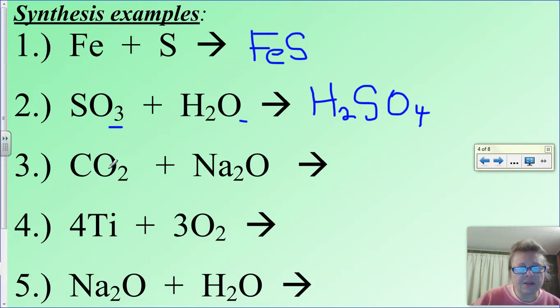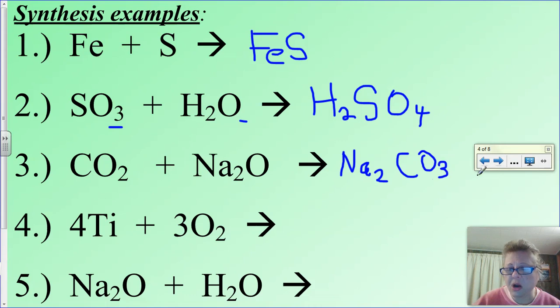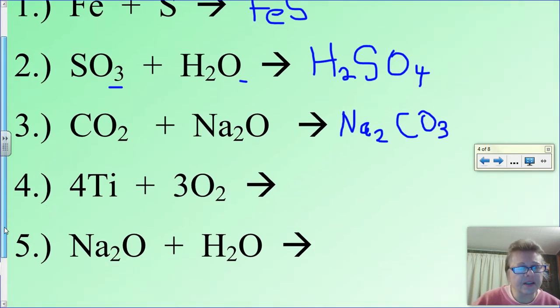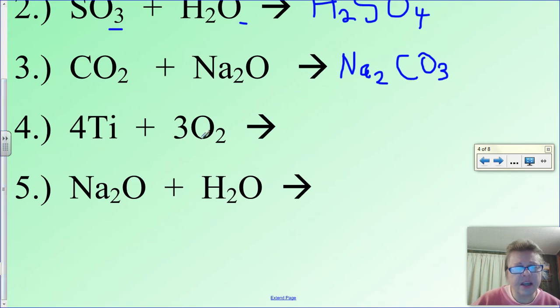Here, carbon and oxygen are both nonmetals, but I do have a metal, sodium, and I'm going to write that first, and there's 2 of them. Na2, and carbon would come next. I only have 1 of those, and I have 3 oxygens. So I'm going to write CO3, sodium carbonate.